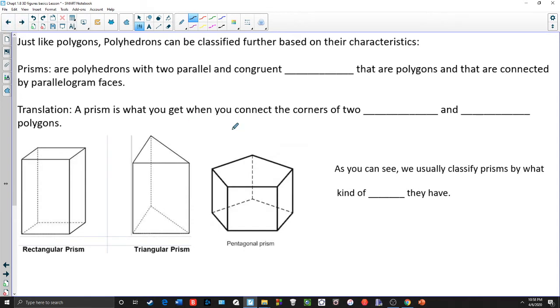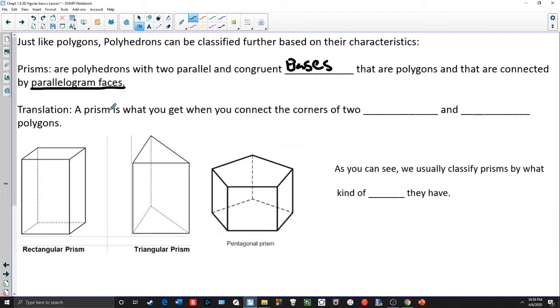So we can also classify polyhedrons further, just like polygons. We can classify them further based on their characteristics. We first started to talk about the basic one of prisms. Prisms are polyhedrons that have two parallel and congruent bases, bases that are basically polygons that are connected by parallelogram faces. Parallelogram faces could also mean rectangle and square. Remember, rectangles and squares also count as a parallelogram. So that's the formal definition.